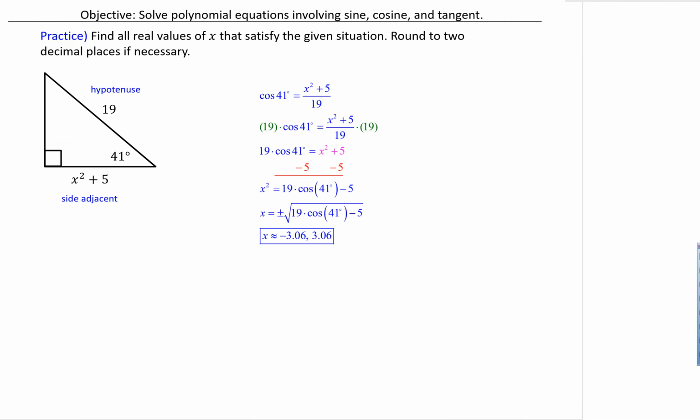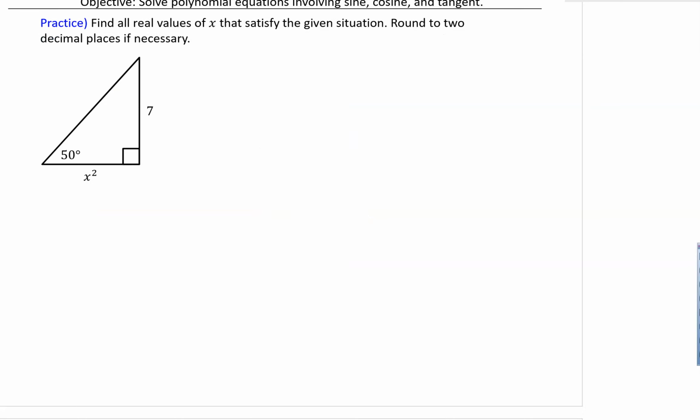So this one, hopefully you came up with a cosine ratio. Side adjacent and hypotenuse is what we have. And so you'd undo your division, multiply by 19, then undo addition, subtracting the 5, take the square root of both sides, parentheses around your 41 degrees, and around, of course, the entire radicand, and you have about positive or negative 3.06. Let's try another one. Pause here.